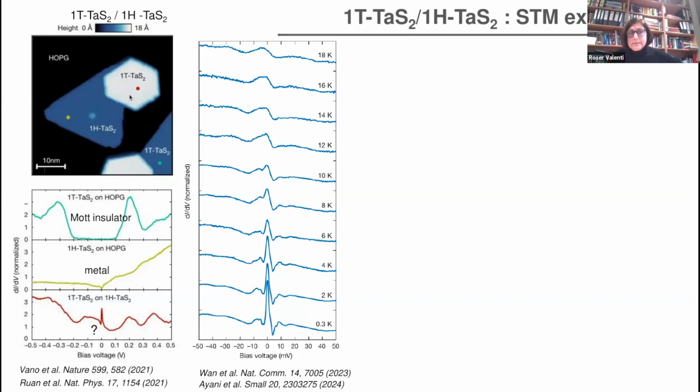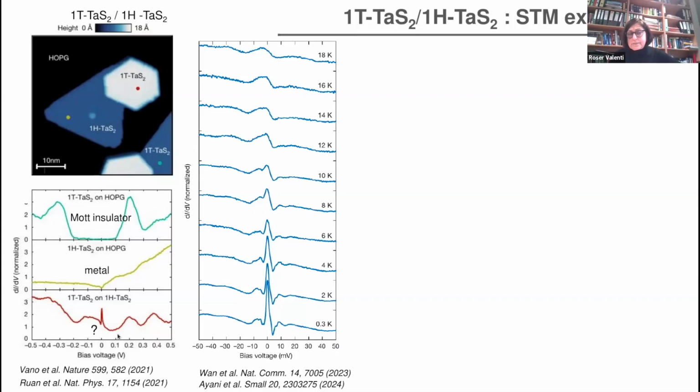However, when the tip is put on top of the bilayer, so here the red dot, it's a bilayer of 1T, 1H, what they observe is the appearance of this zero bias peak. And here what I'm showing on the right is the temperature dependence of this zero bias peak. At high temperatures it's very broad, but then it goes on appearing clearly by going to low temperatures.